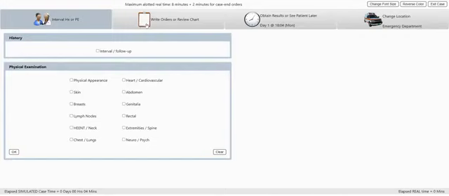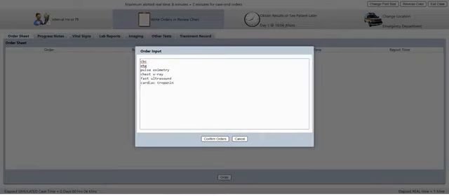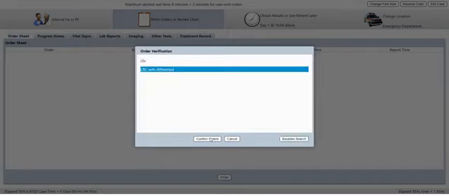So let's get some labs here. EKG, pulse oximetry, chest X-ray, and let's get a FAST ultrasound. And she has chest pain, so you usually get troponins. And let's get a lactate level, and let's get a CMP here.